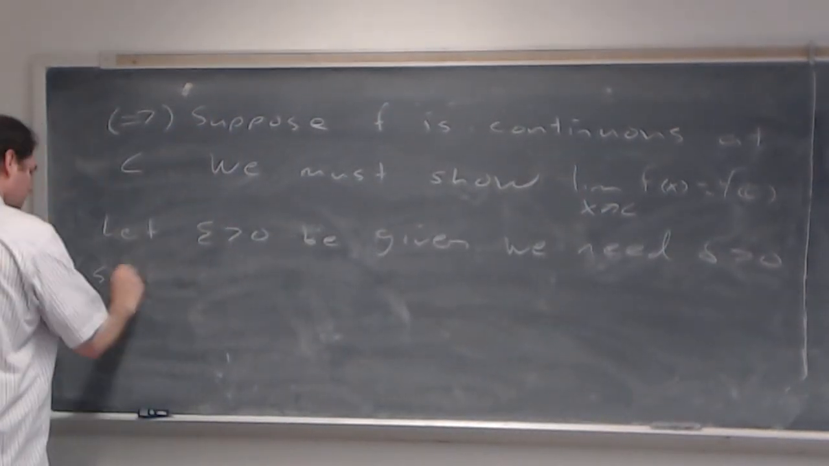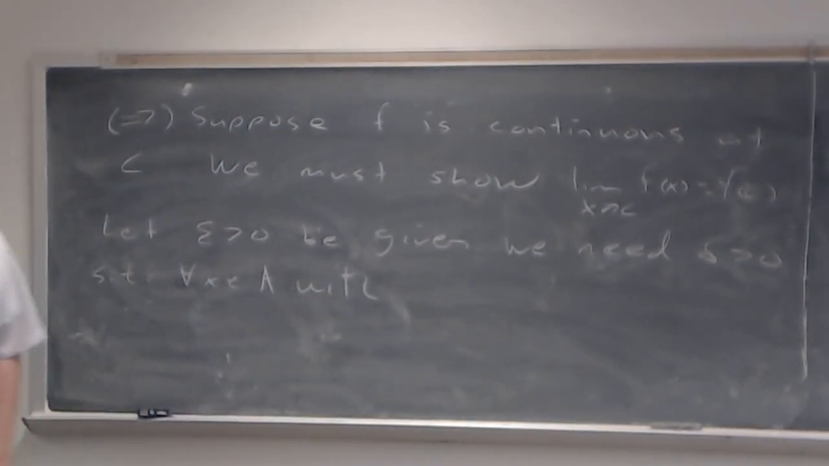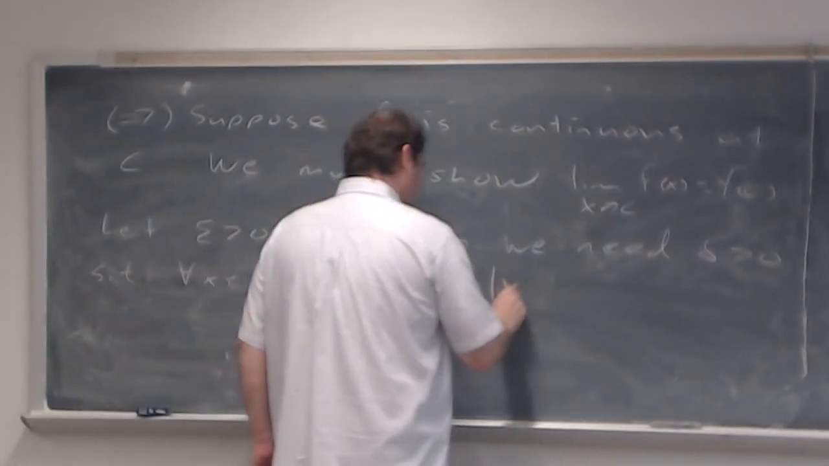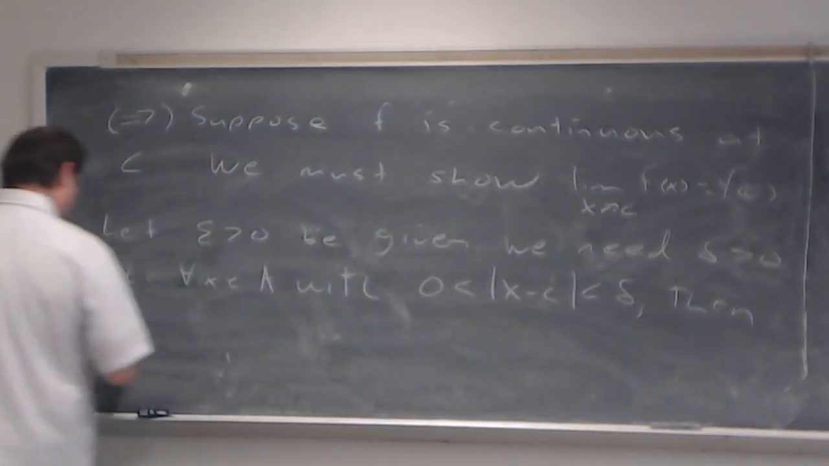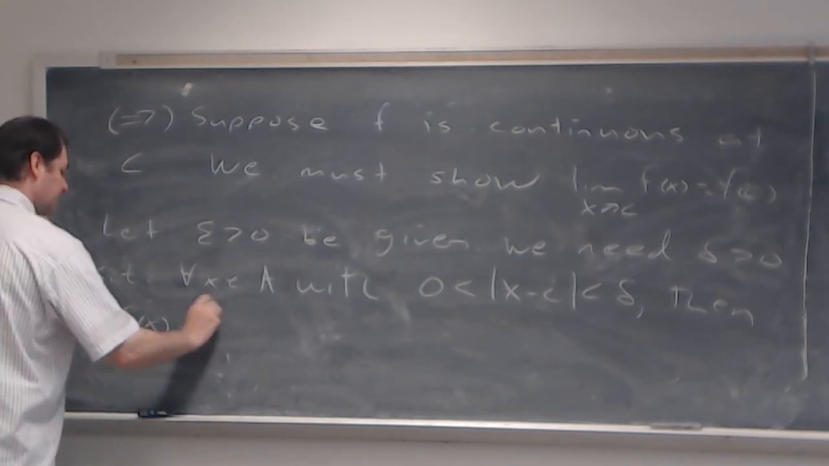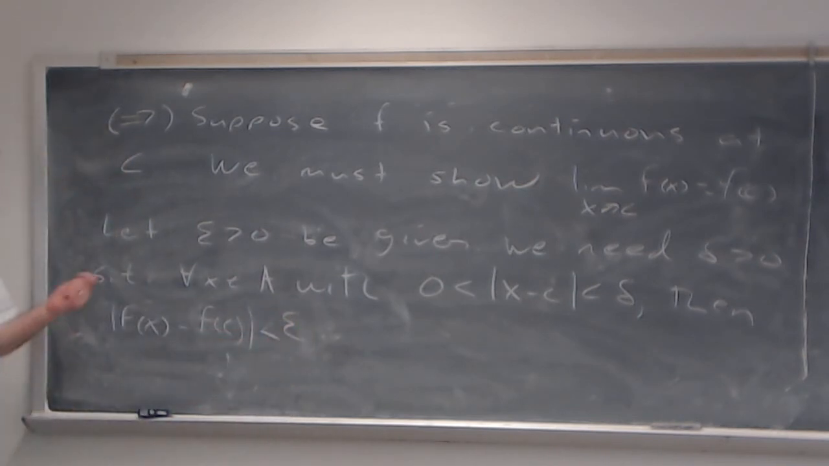Such that for all x element of A with, remember I'm talking about limits now, with what? That's right. Then the absolute value of f(x) minus f(c), that's my L, will be less than epsilon. That's what I want to show. We need a delta that makes that happen. But what am I assuming? We're assuming that the function is continuous at c. Isn't that right?